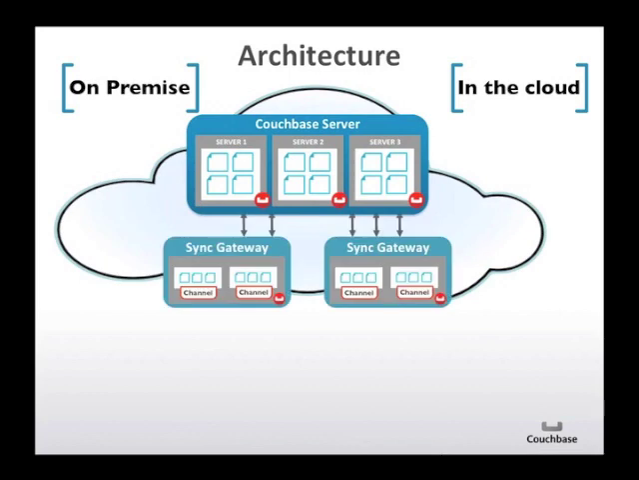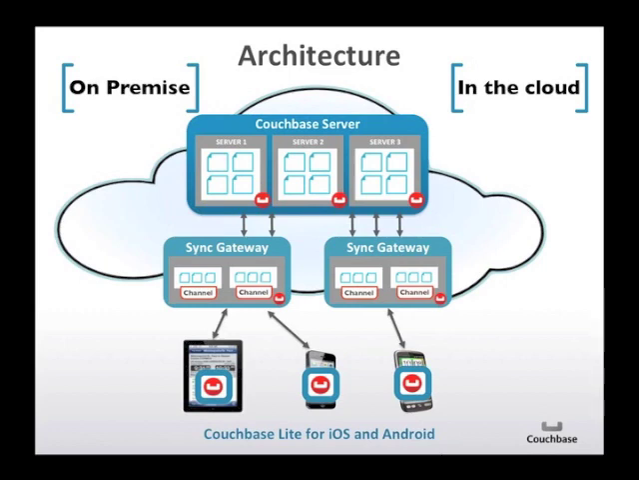At the next level, we have Sync Gateway. Sync Gateway is our scalable sync solution that is easy to scale out. So if you have just one user or 100 users, you can easily scale out with additional Sync Gateway instances, or even add more nodes to your existing database cluster. Sync Gateway talks back to Couchbase Server and also connects down to Couchbase Lite on device.